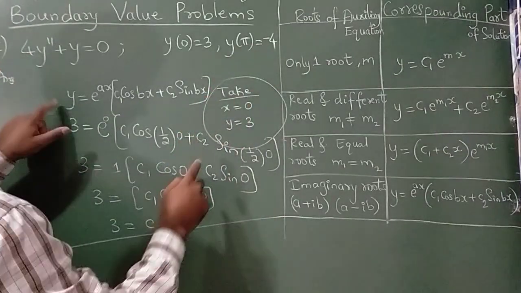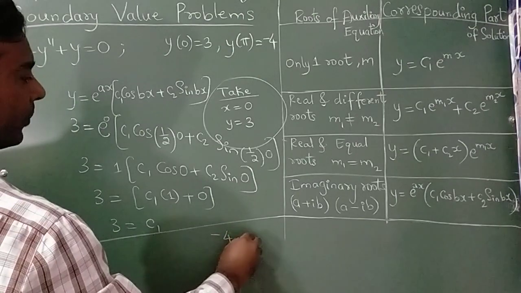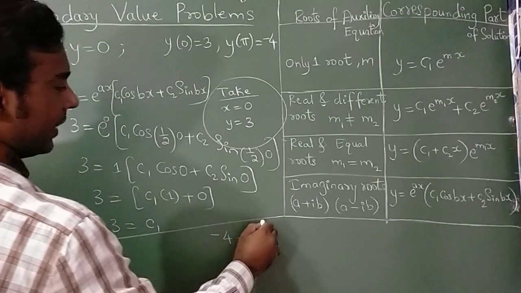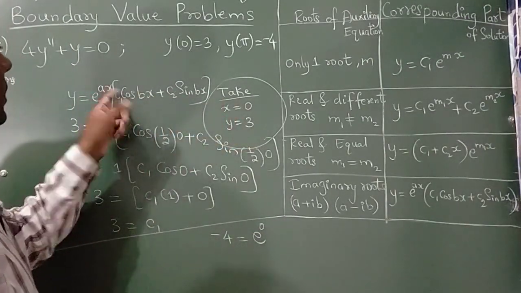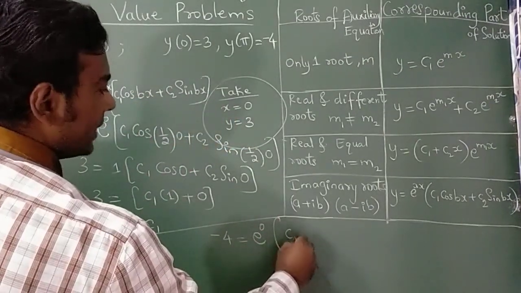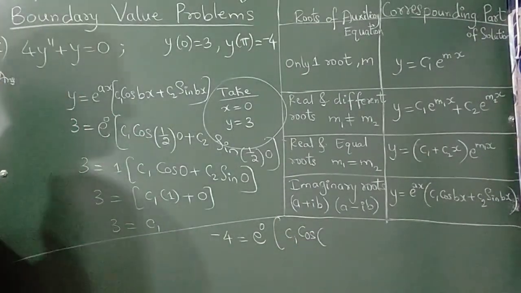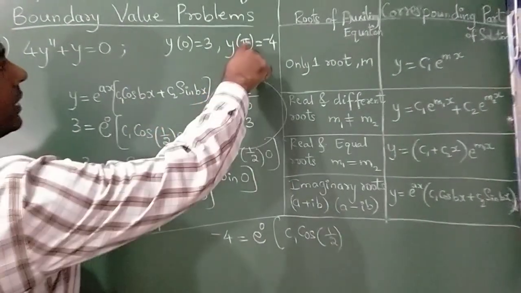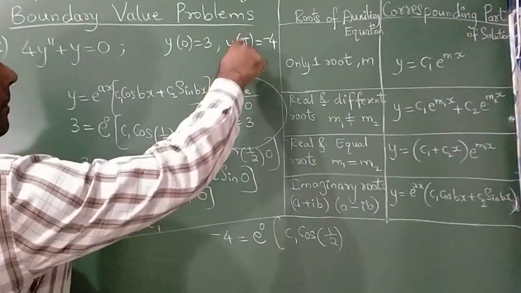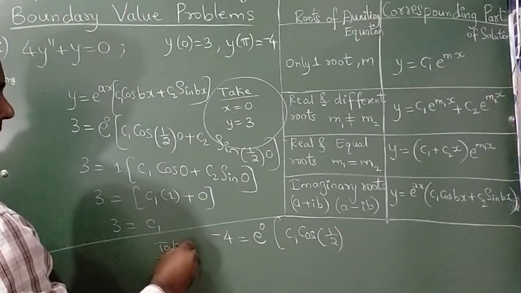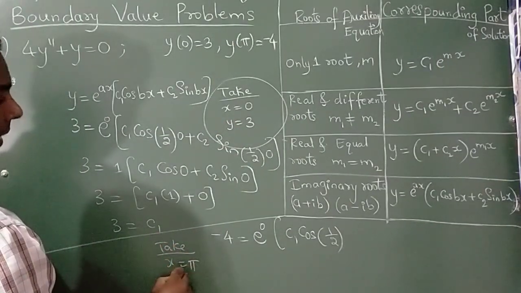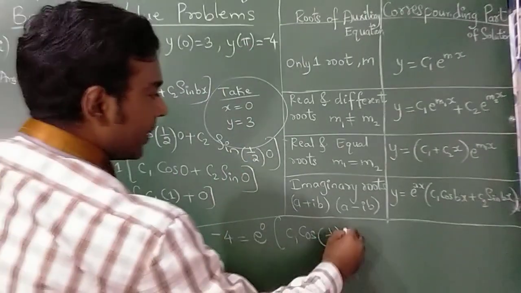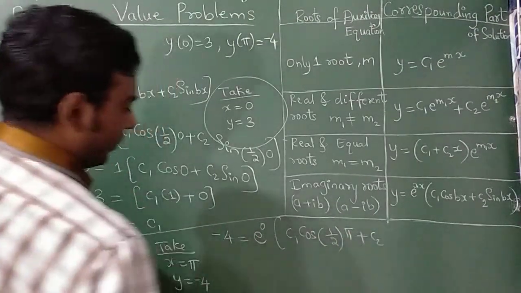So in place of y I am going to write minus 4. Okay. Now e, what is the a value? A value is 0 and x value is also 0. Fine. Now c1 cos, what is the b value? B value we have got is 1 by 2. Okay. Now x is what? X is pi. So I have taken x as pi and y as minus 4 from this. Okay. So x value is pi plus c2.